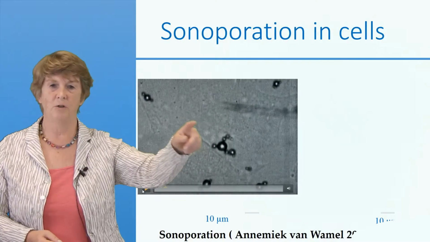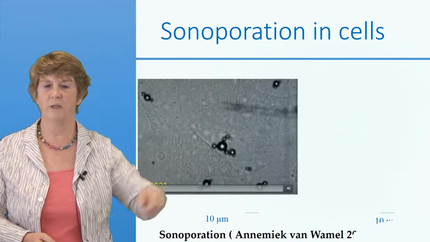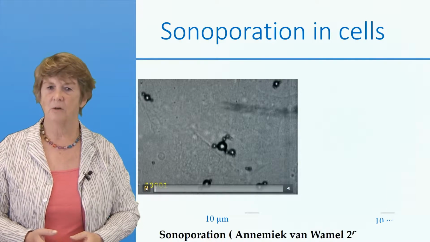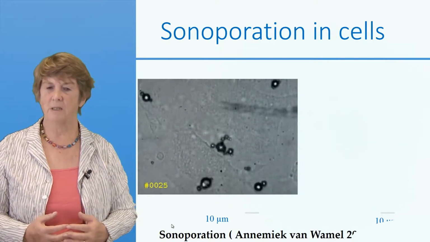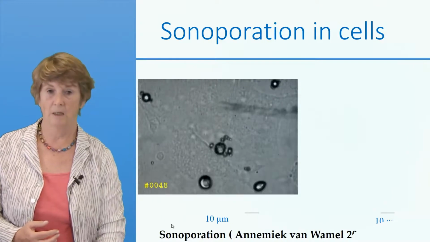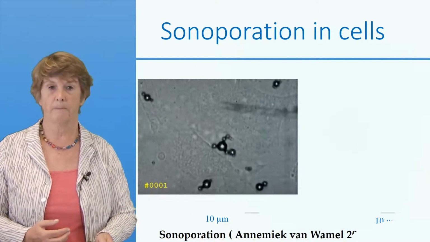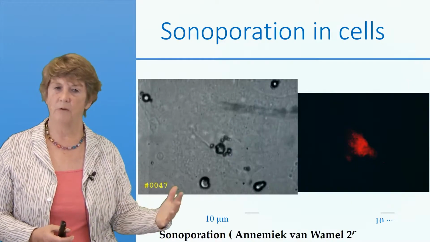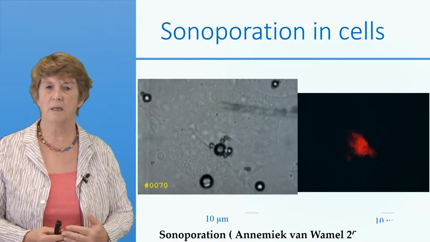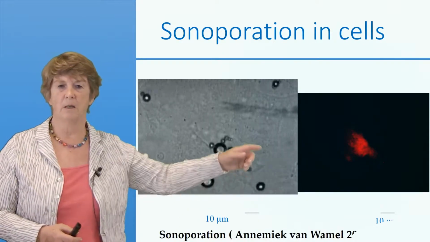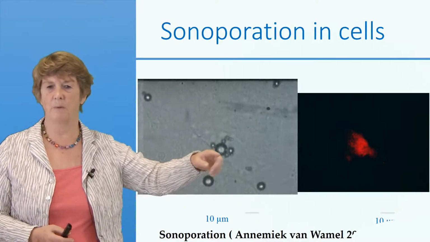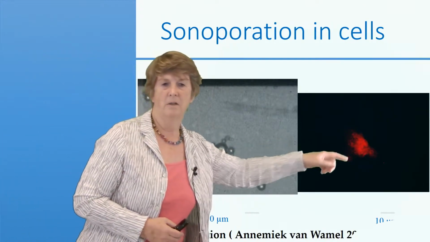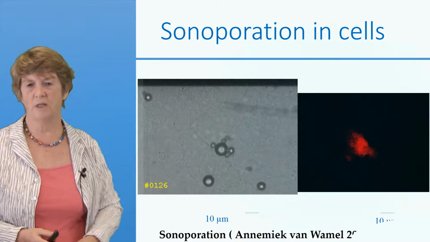In this microscope slide, you can see a cell with bubbles sitting against its membrane. When the ultrasound exposure starts, you can see the bubbles vibrate, and they're vibrating against the cell membrane. What you see is if you have a fluorescent dye that you're trying to get into the cells, it only gets into the cell across this membrane here, where this bubble is actually sitting on the membrane. You can see here the red dye that has got into the cell, but just at that point.